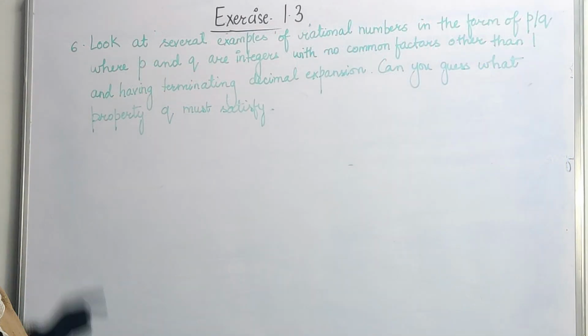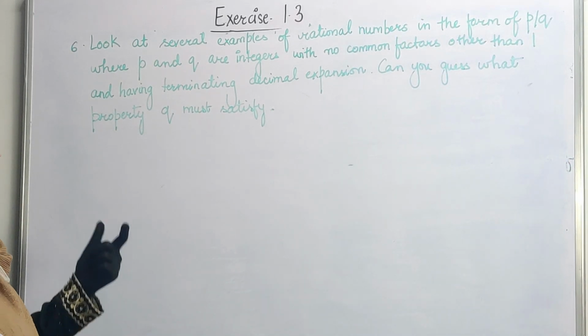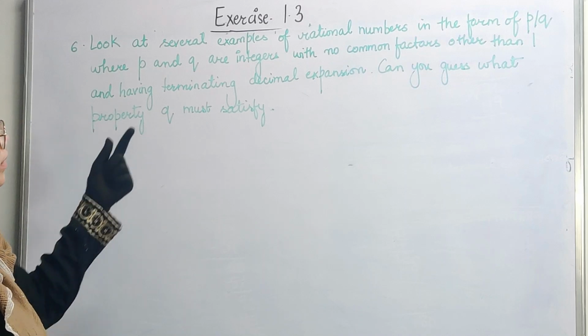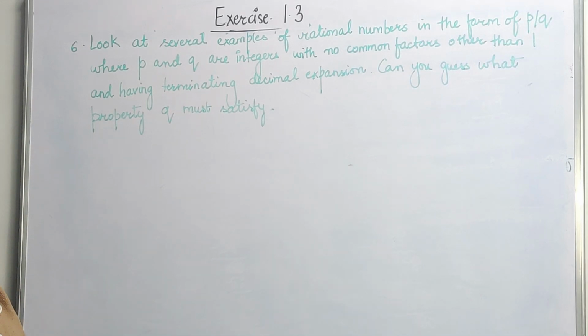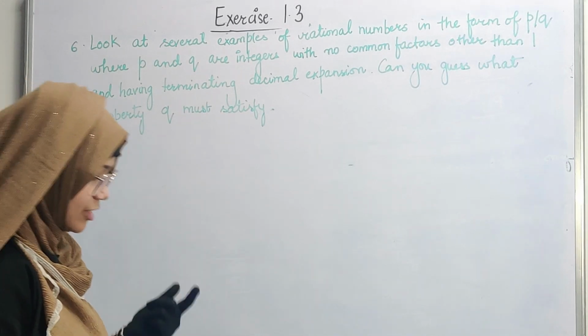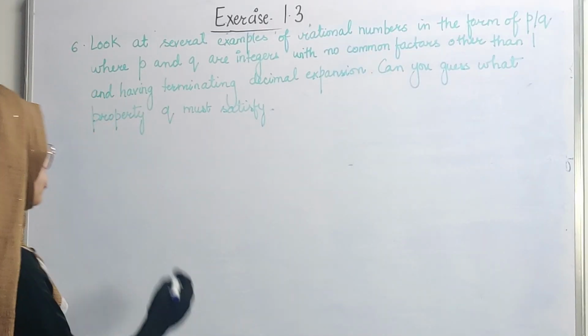Moving on to question number 6. Look at several examples of rational numbers in the form of p upon q, where p and q are integers with no common factors other than 1 and having terminating decimal expansion. Can you guess what property q must satisfy? What is the question? Question is we have to look some several examples of rational numbers. You can say that 2 upon 5.